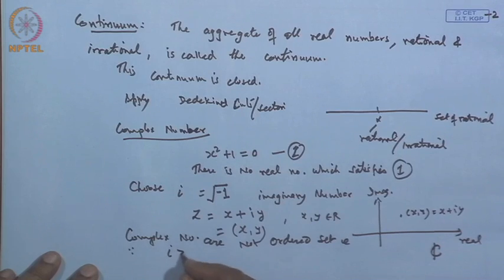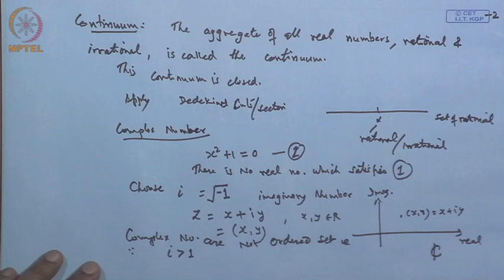Except when equal to, of course: when you say Z 1 is equal to Z 2, we assume the real part is equal to real, imaginary part is equal to imaginary. But otherwise greater than or less than will not be defined. In fact, we do it by contradiction. Suppose there is an ordering defined, suppose i is greater than 1. So, i is a complex number, 1 is also a complex number, because 1 can be written as 1 plus i 0. Then what happens? i greater than 1 means you are assuming i to be a positive quantity.